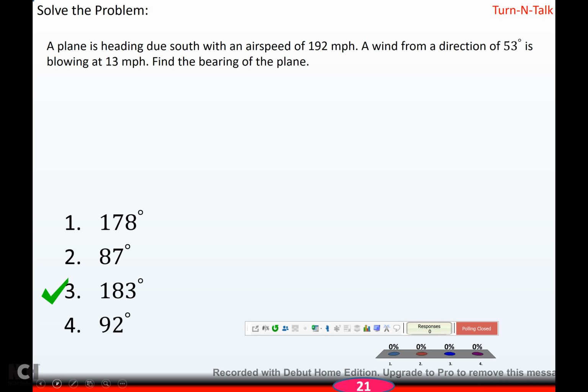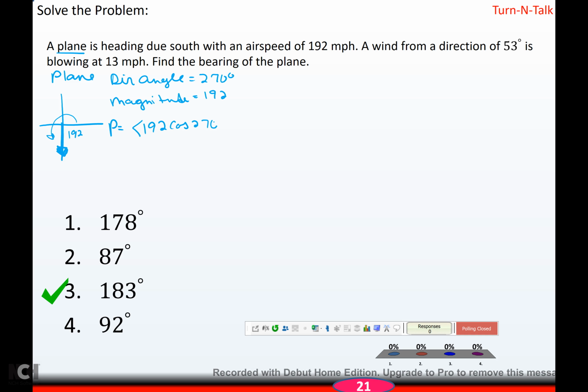Alright, so I'm going to start with my plane. Get me a little picture going here. He's heading due south with an airspeed of 192. So if he's going due south, that makes my directional angle equal to 270 degrees. Its magnitude is 192. So its velocity vector is 192 cosine 270, 192 sine 270, which comes out to 0, negative 192. Which makes sense. You're not going to have any horizontal component because you're not going left or right. You're just going straight down, 192.